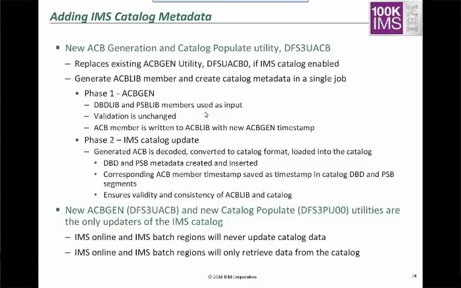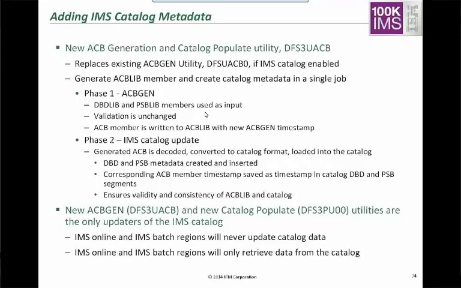In phase one of this utility, the DBD Lib and PSB Lib members are used as input. It does the ACB Gen validation. Nothing is changed there. The ACB member is then written to the ACB library with a new ACB Gen timestamp. And then phase two is where it's going to update the catalog. The generated ACB is then decoded, converted to the catalog format, and loaded into the catalog. Then the DBD and PSB metadata is created and inserted. This ensures validity and consistency between the ACB Lib and the catalog.